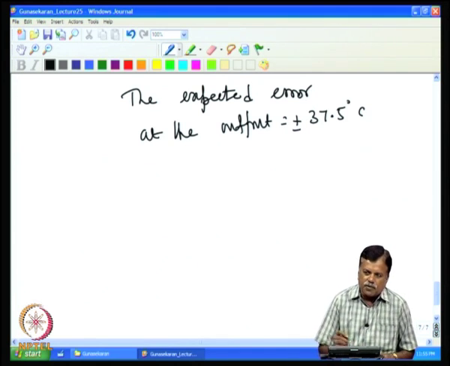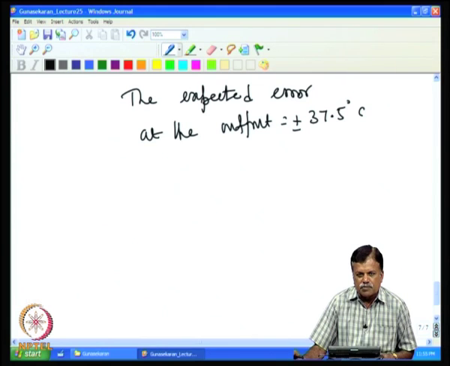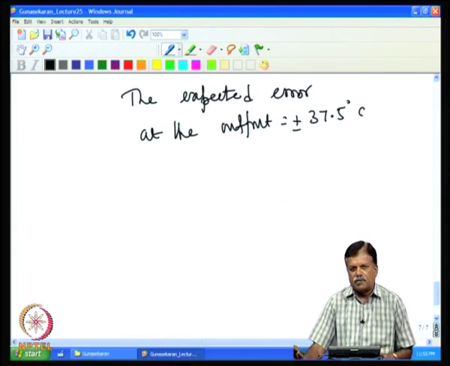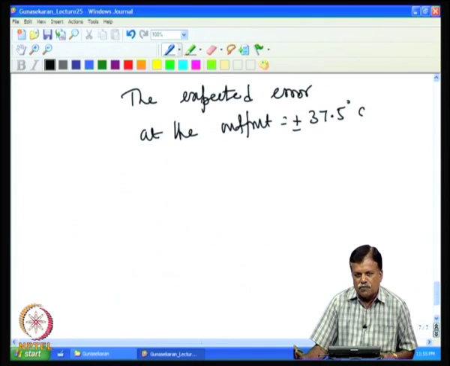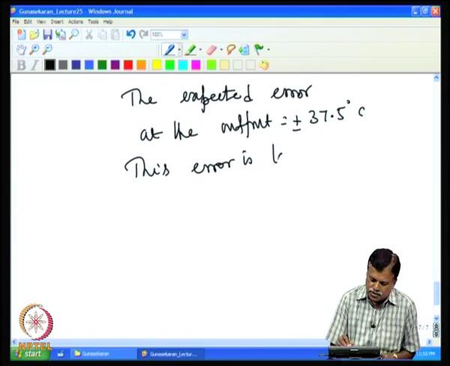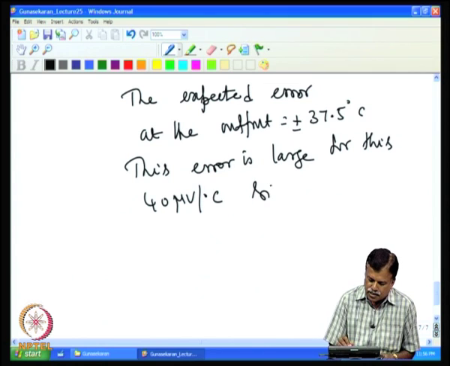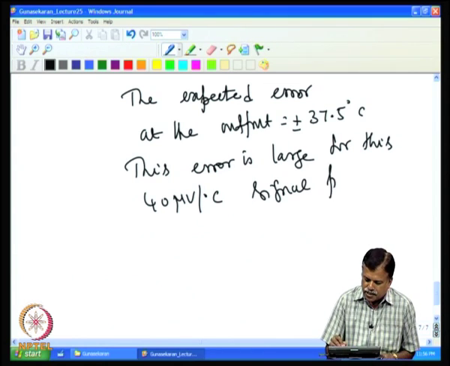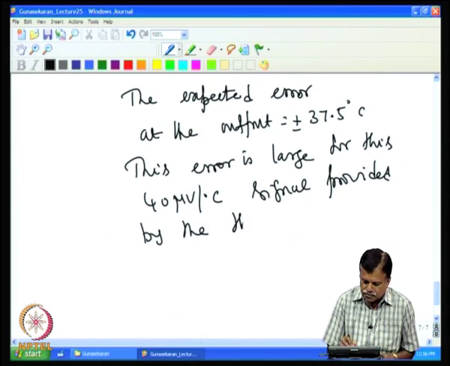For example, we have LM714, we have LM07 and so on. There are various operational amplifiers, a class of operational amplifiers meant for low drift, meant for low level DC amplification. So, one has to go for low drift op amp. So, this error is large for this 40 microvolt per degree C signal provided by the thermocouple.